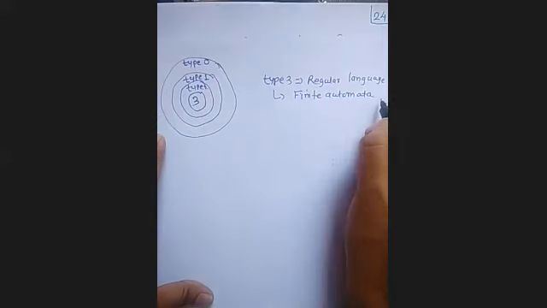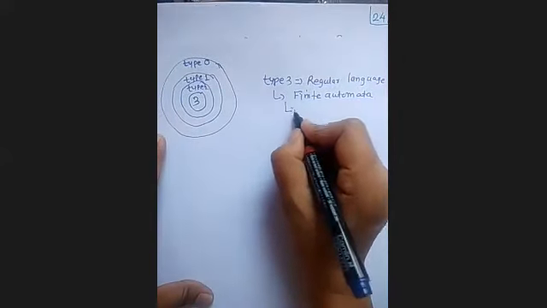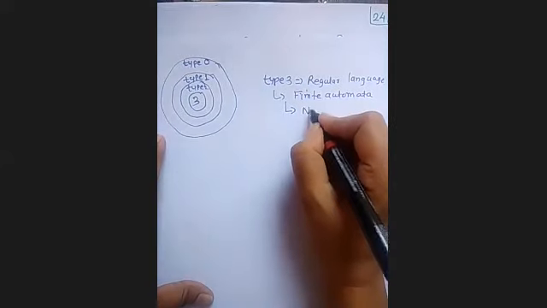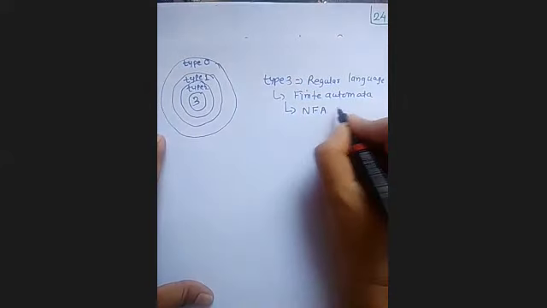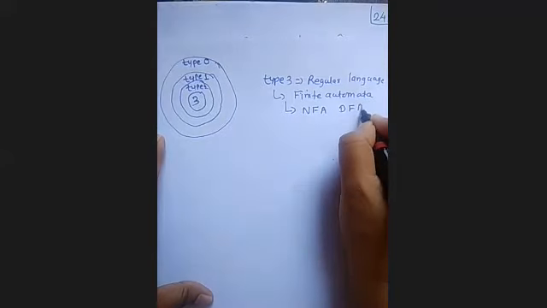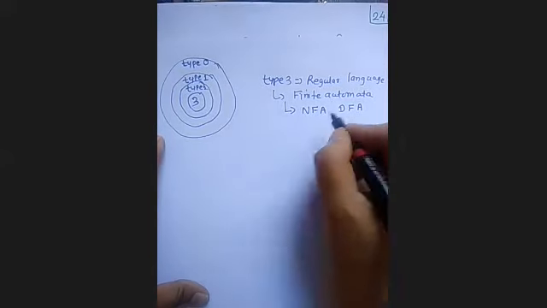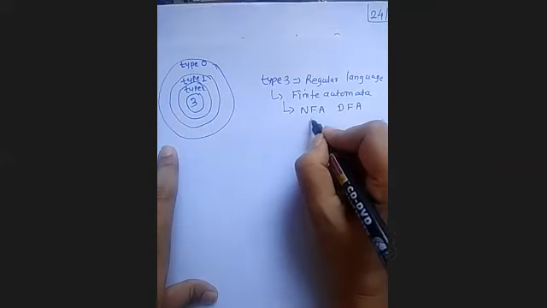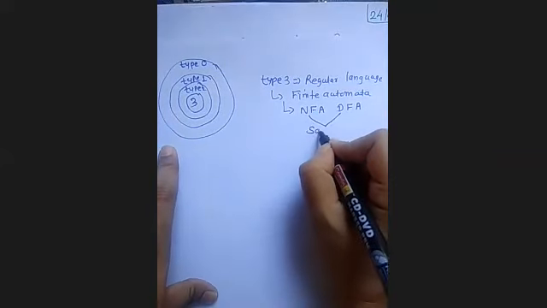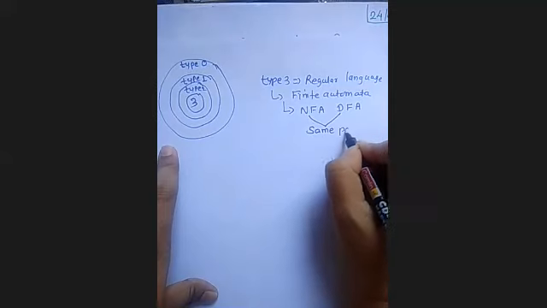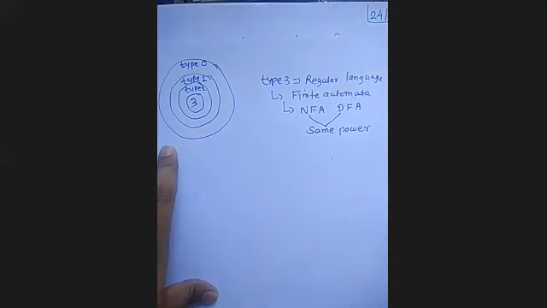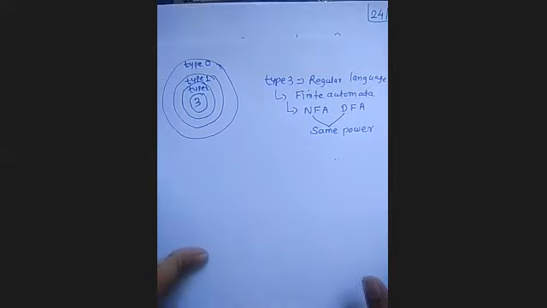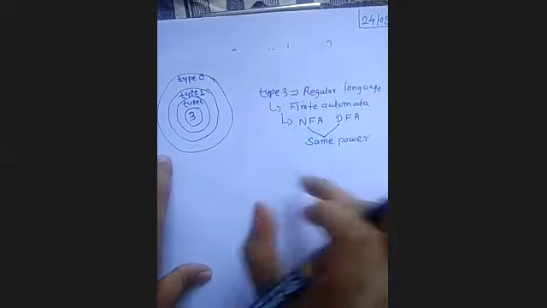So it is accepted here by the finite automata. In the finite automata, we have seen two types, non-deterministic finite automata and deterministic finite automata. Then we have seen how we can convert NFA to DFA, and we have seen both NFA and DFA have the same power. They are of the same power, meaning both accept the same set of languages. So that was regarding type 3.